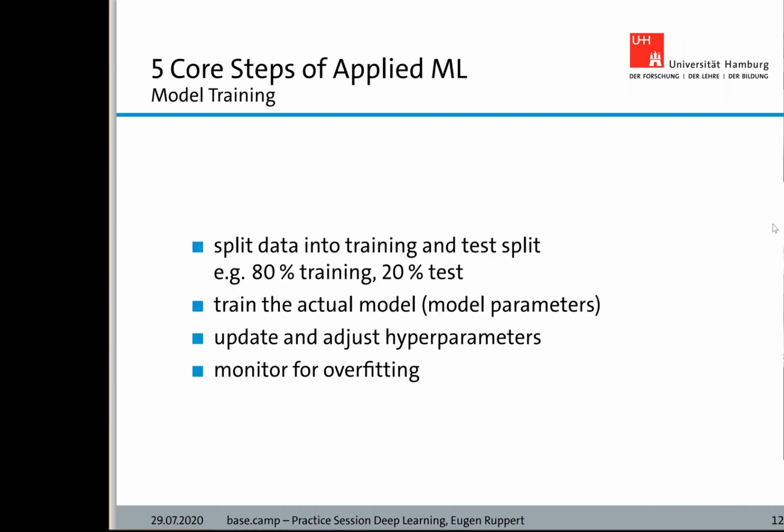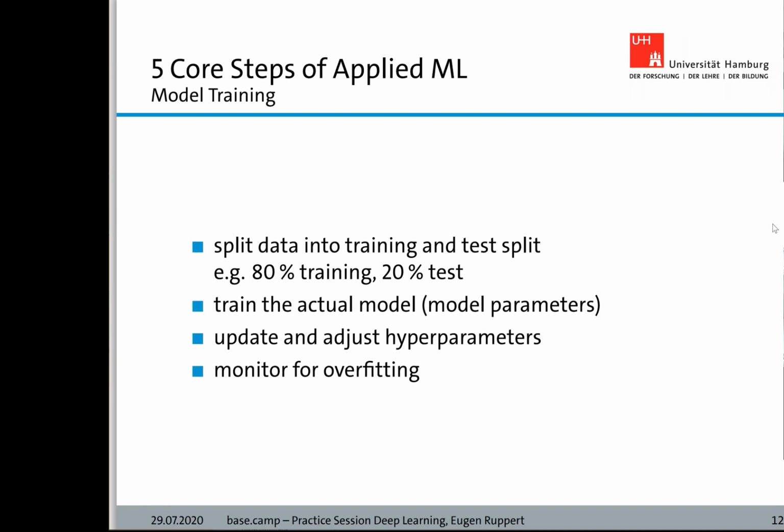After you've done this, you can switch to the actual model training. And before you start this, you split your data into a training and a test split. Usually you would have something like 80% for training and 20% for testing. If you have a lot of hyperparameters to tune, it might make sense to also introduce a development set just for tuning of those parameters. So maybe you have like 70% training, 10% dev set, and 20% testing, something like this.